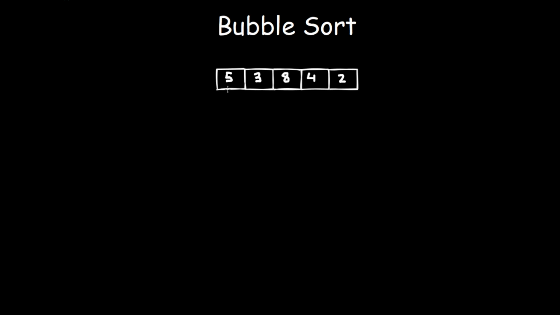Now if you take a look at the array I have here on the screen, it has the elements 5, 3, 8, 4, 2. Now after bubble sort, it should be sorted from the lowest item to the highest item. So it would be 2, 3, 4, 5, 8. Now let's see how we can do this with bubble sort.